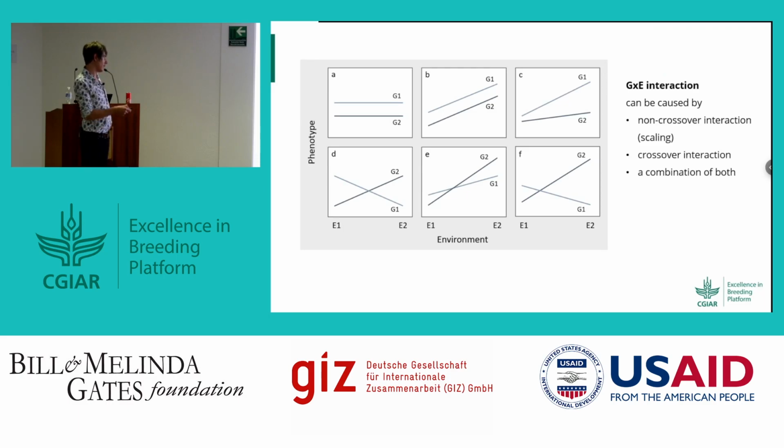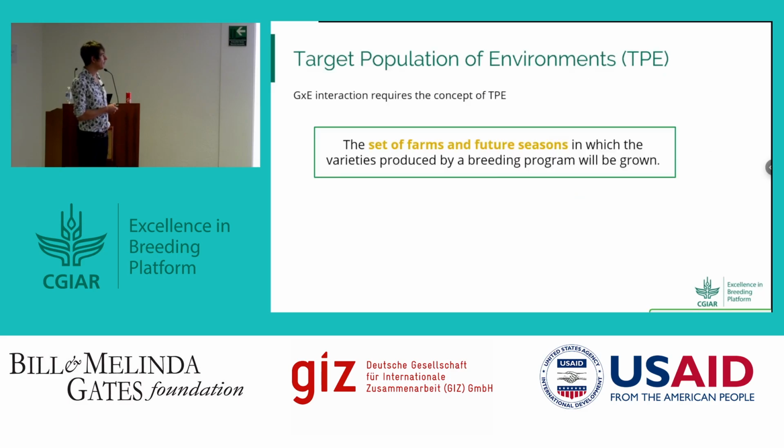Now, to come to the end of GxE interaction, we cannot statistically solve this issue. We can identify which individuals perform better in which location, in which mega environment, in which regions whatsoever. But statistics cannot help you to change the fact that they behave differently. So what we can do now is define our target population of environments.